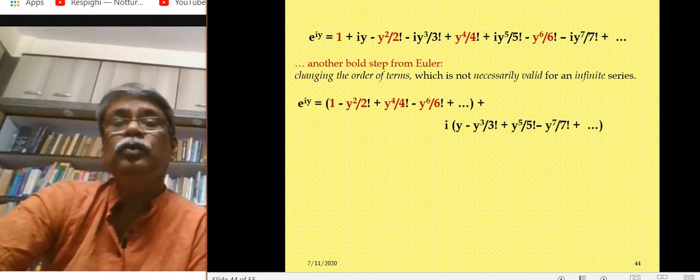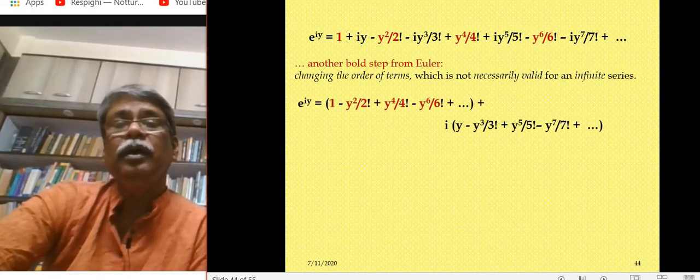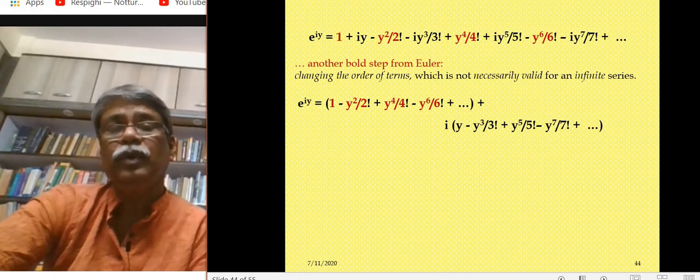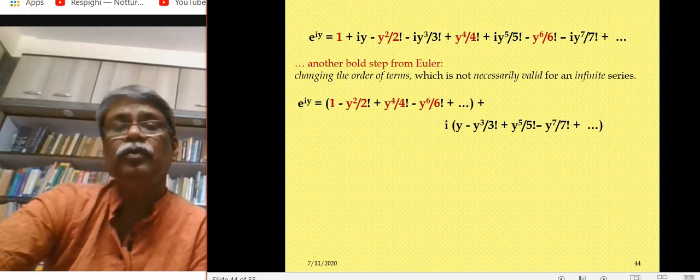So what did he do? He took the red ones in a single bracket. That means he has changed the order. He picked up the red ones in one bracket, and the black ones in another bracket. Of course, the black terms include i, so i is taken common, and the rest of the terms look like this, and all this red without i.